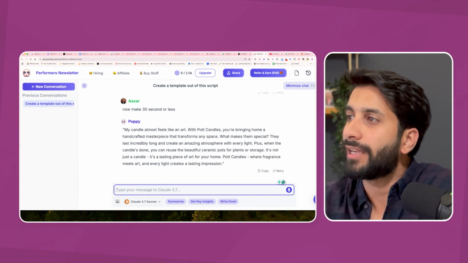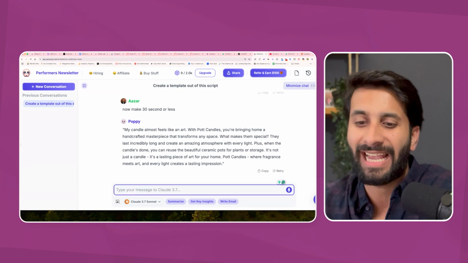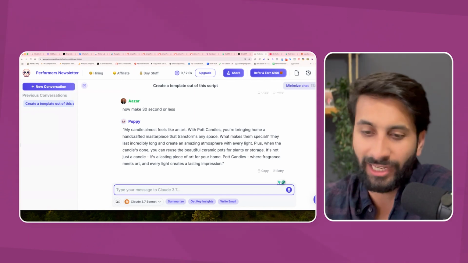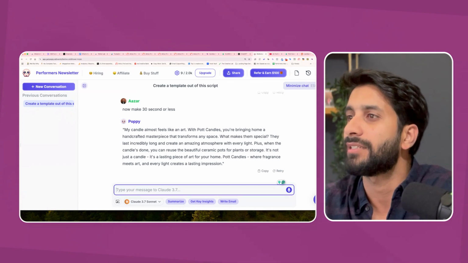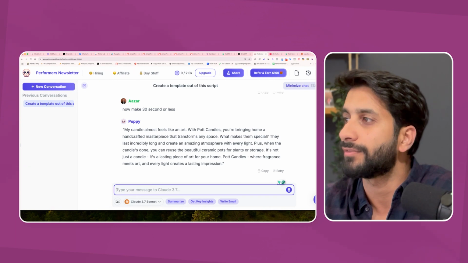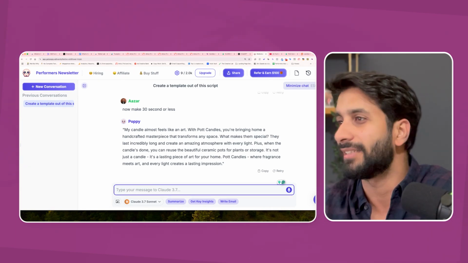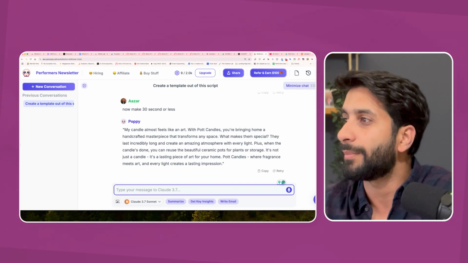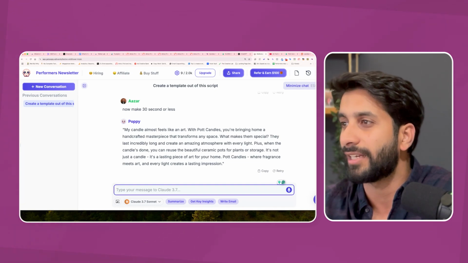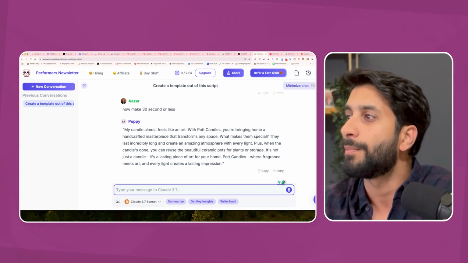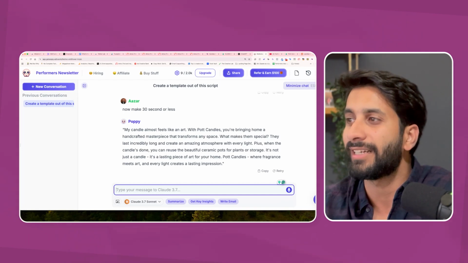My candle almost feels like an art. With pot candles, you're bringing home a handcrafted masterpiece that transforms any space. So it's clearly telling what makes them special. They last incredibly long, create an amazing atmosphere. Plus, when the candle's done, you can reuse it. It's an amazing script already. You can reuse a beautiful ceramic pot for plants or store it. It's not just a candle; it's a lasting piece of art for your home. Pot candles, where fragrance meets art. Every light creates a lasting impression.